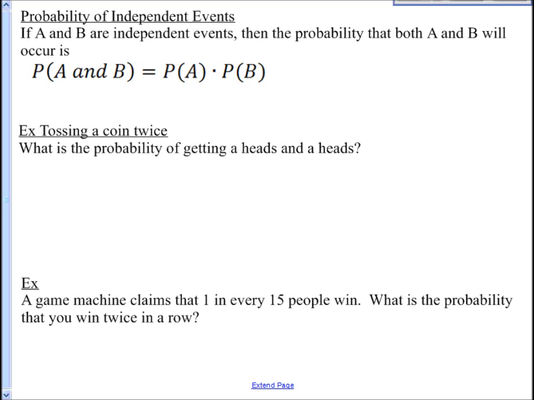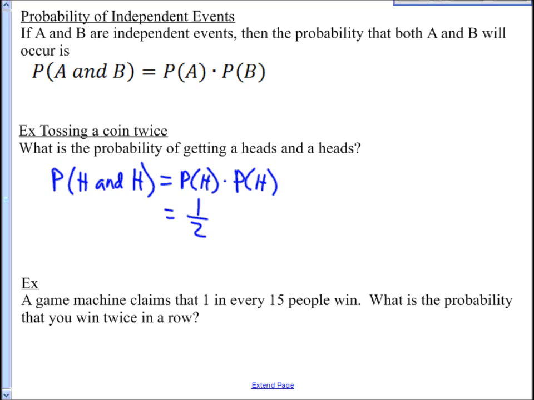If A and B are independent events, then the probability that both A and B will occur is the probability of A times the probability of B. So what's the probability of getting a heads and a heads? Well, that's just the probability of heads times the probability of flipping a heads. And again, these are independent events. It's a 1 in 2 chance of flipping a heads.